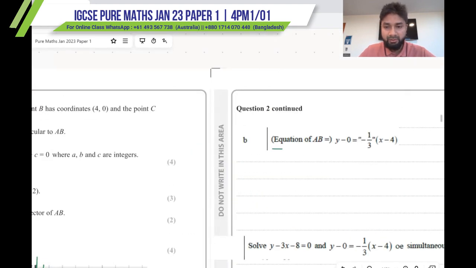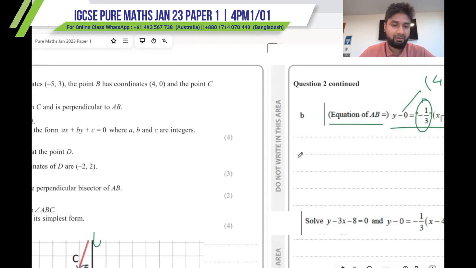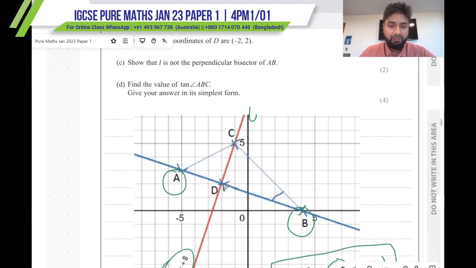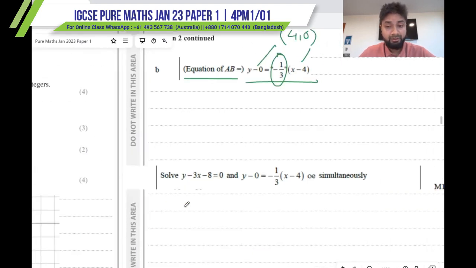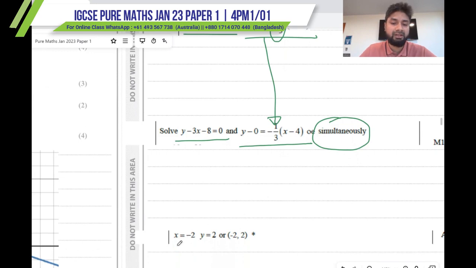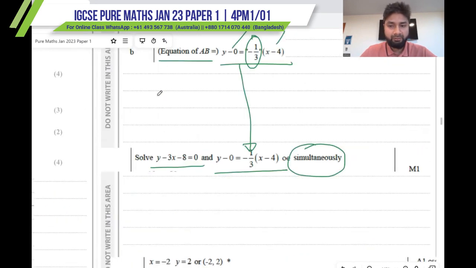Over here, you can see the equation of this line. They have found it by using B's coordinates, which are 4 and 0, and they also used the gradient, which is -1/3. And now we have the equation of AB. Now we also have the equation of L, so we have to use simultaneous equations here. If you use simultaneous equations, you will find the result of x as -2 and y as 2, where we can say it's shown. Let's move to the next question.